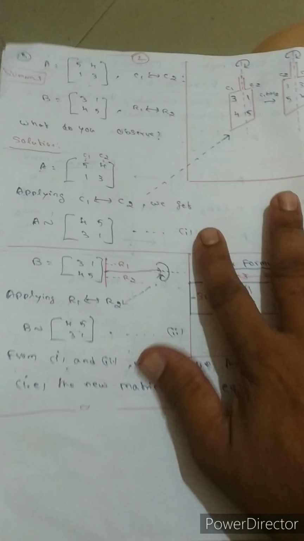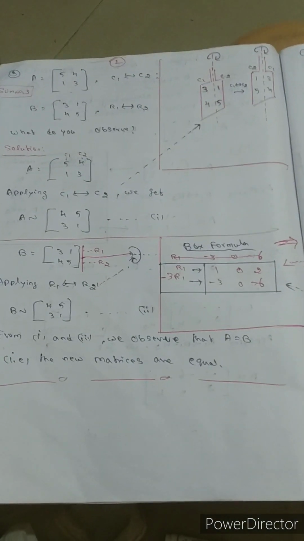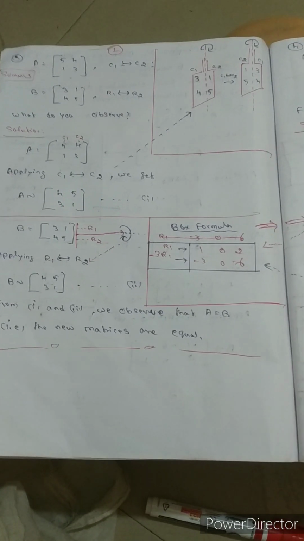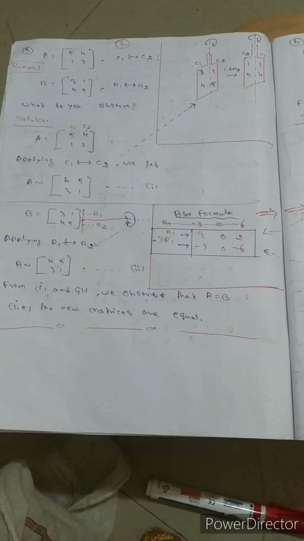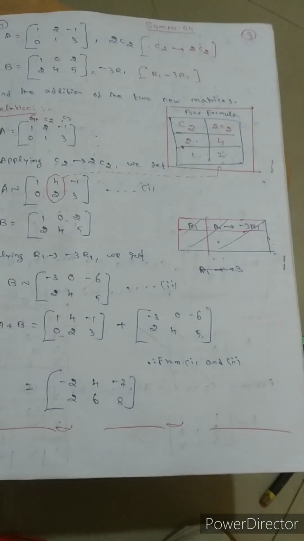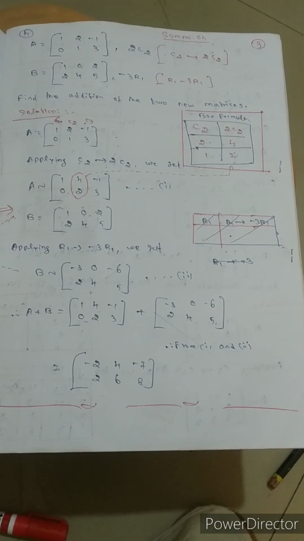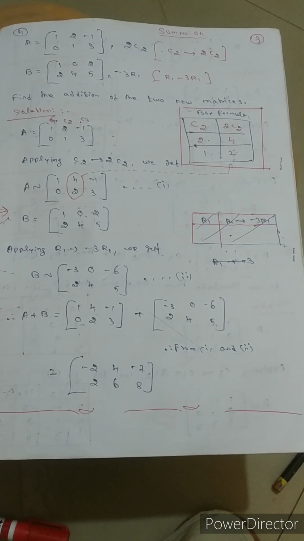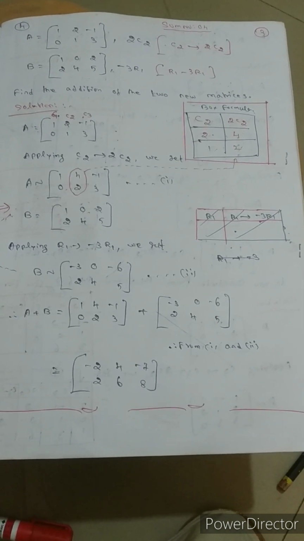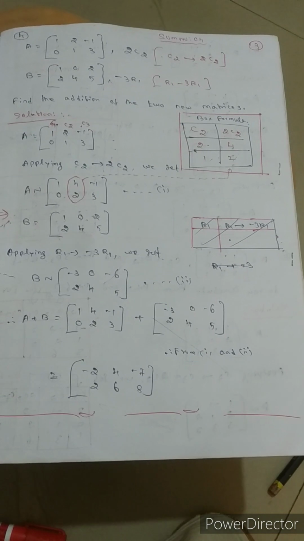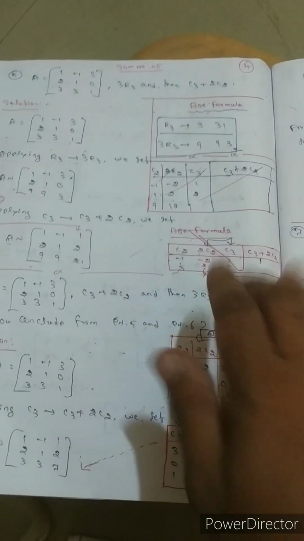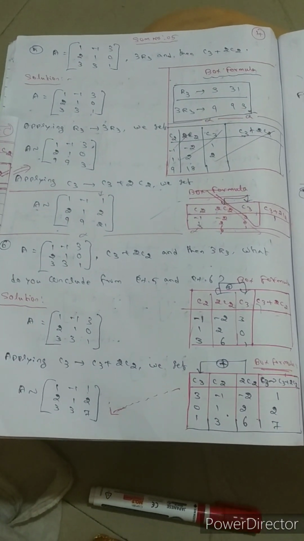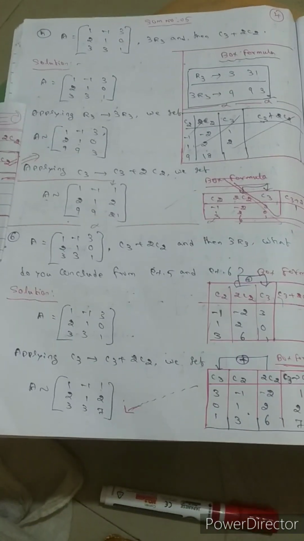This is the column transformations. We are finding the same box formula and getting the solutions. Sum number 3. Next, sum number 04. First we are finding the box formula. The box formula answer we have to write here for getting the solutions. Sum number 5. Here I have written its box formula separately.